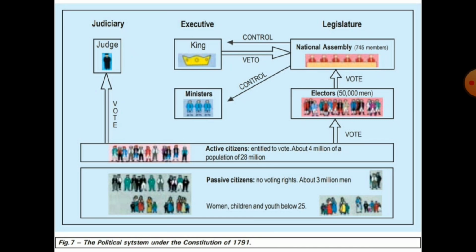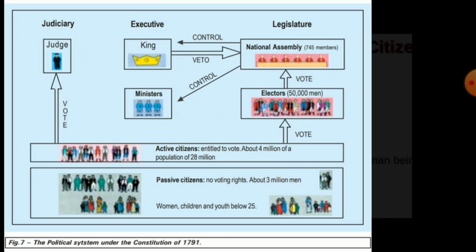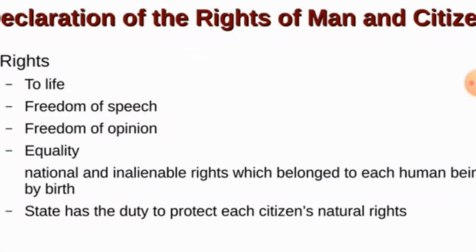And the king, who is from the executive, got to vote for the National Assembly as well. So for the National Assembly, electors and king voted. On the other hand, the National Assembly was able to control both the king and the ministry. So here, if you look into the picture, the power was divided and everyone had a role to play. This system was very different from absolute monarchy, and this is how the political system existed in the late 18th century in France.